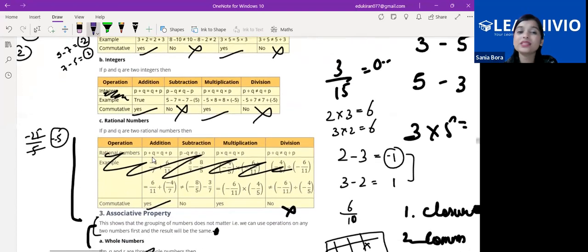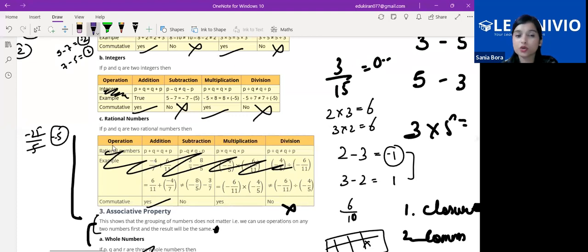Now let's see whether it is applicable or not. You are not going to write this. When you add the numbers, it is applicable. But when you subtract, it is not applicable. When you multiply, it is applicable. When you divide, it is not applicable. Clear?